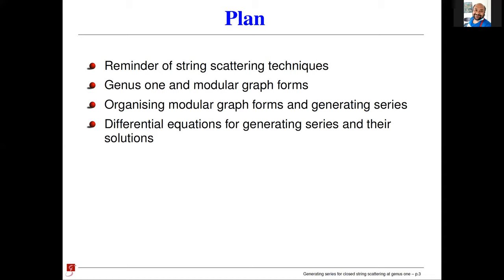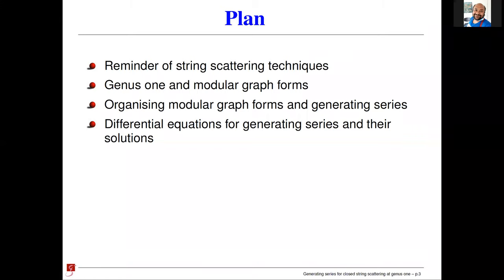And then I will move on and discuss in much more detail the recent work. I will give references. It's not something that we developed, related to genus one scattering amplitudes and to something that will become clear, called modular graph forms. These modular graph forms are very closely related to string scattering amplitudes at genus one, so that means one loop order. They're interesting objects, but it's not so easy to deal with them.